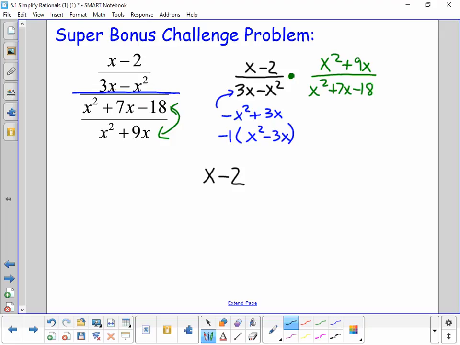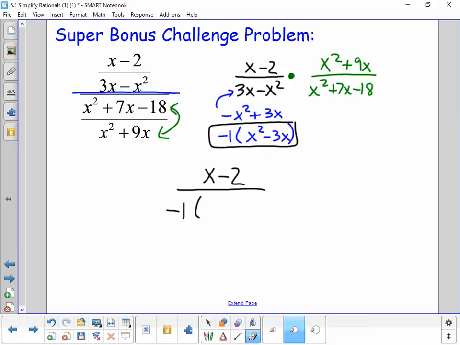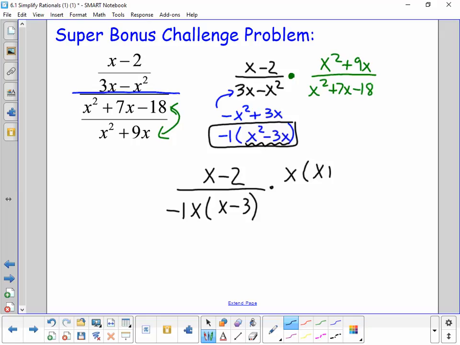So I have x minus 2 in my numerator. Can't do much with that. I'm going to factor this for my denominator, so I'll leave the negative 1. And it looks like what I can do to factor this a little bit more is factor out an x. And in the second part over here, it looks like I can factor out an x from that numerator. And the denominator factors, we're looking for factors of negative 18 that add to 7. So I'm thinking it's a 9 and a negative 2, x plus 9 and x minus 2.